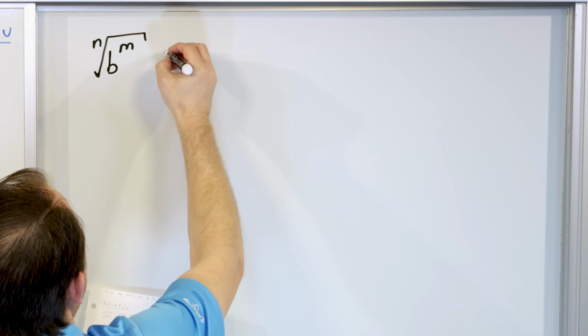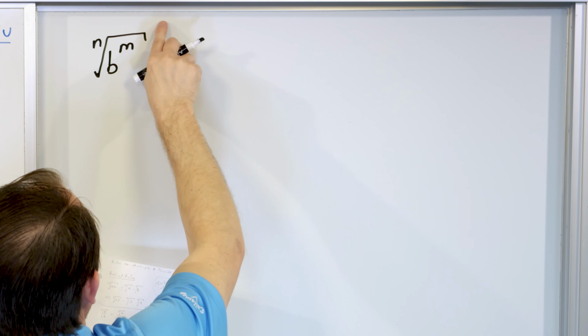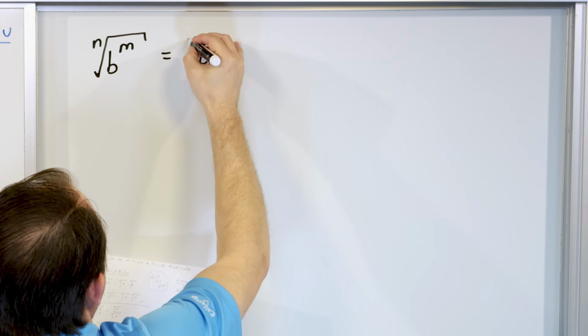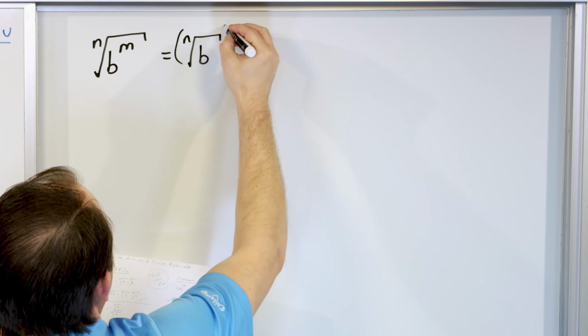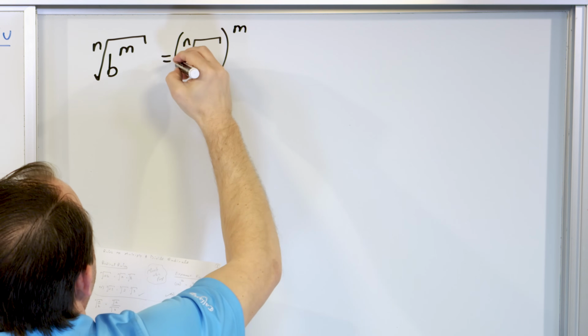What this means here is that actually the property that I'm teaching you here is that I can take this exponent and actually bring it outside of the radical completely. For instance, I can also write this as the nth root of b and wrap parentheses around it and raise it to the nth power.